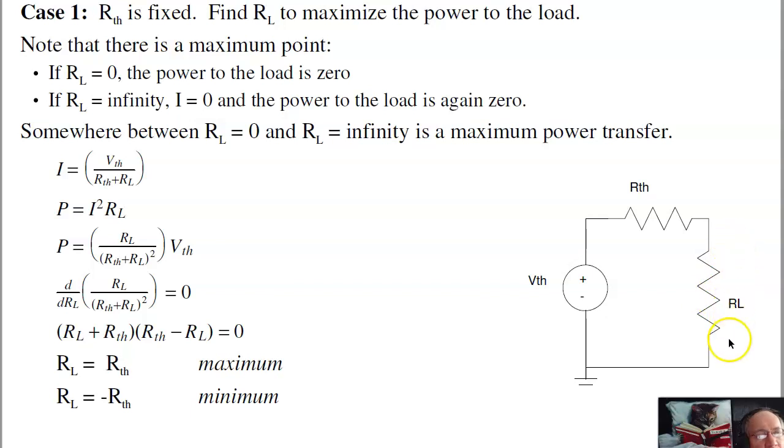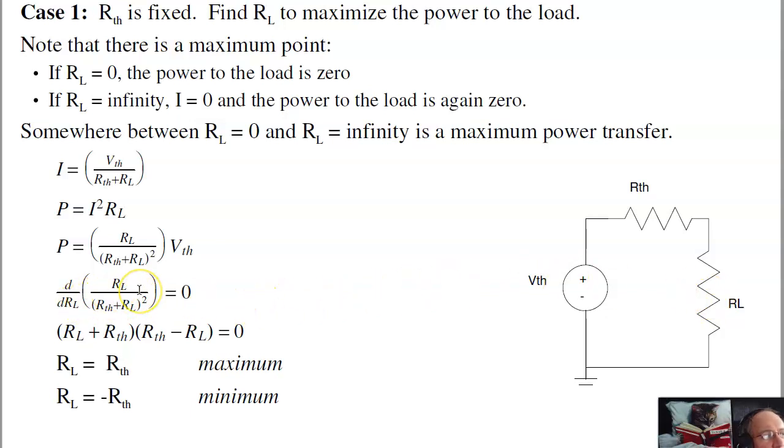If RL equals 0, the power to the load will be 0. There's basically no voltage. If RL is infinity, there's no current, and again the power is 0. So 0 and infinity give you 0 power out. Somewhere in the middle, there's a maximum. This is where the maximum happens.